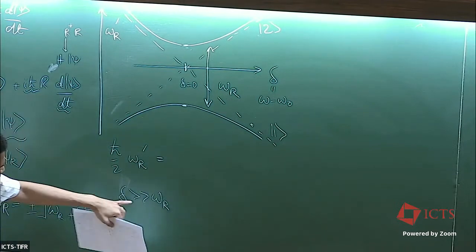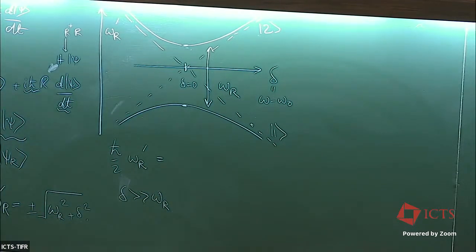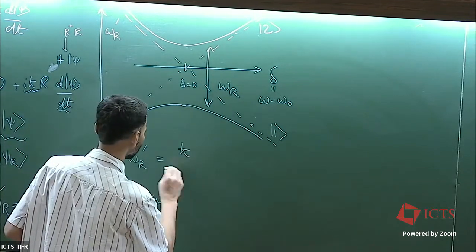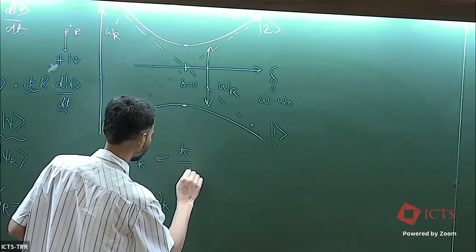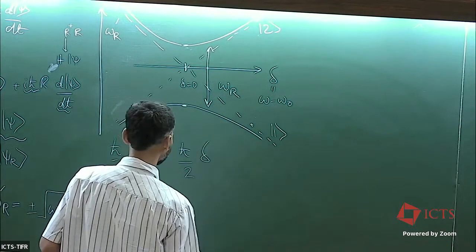But anyway, if delta is very large compared to omega r, you are very far detuned from this 1 to 2 transition. So you are nowhere close here. Then in this expression, you can just take delta out, so I could write that this is approximately equal to h bar by 2 delta.